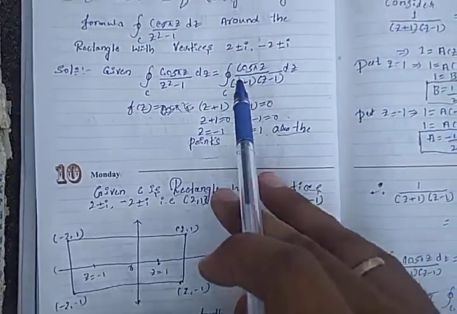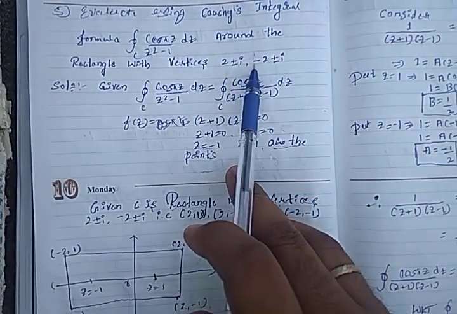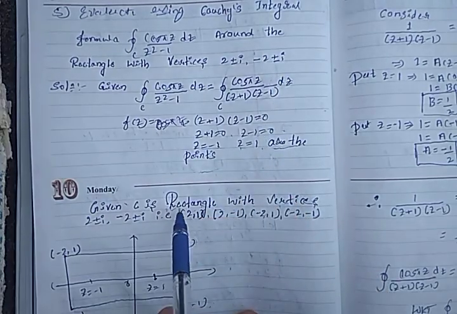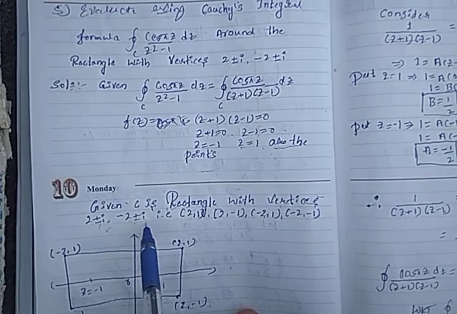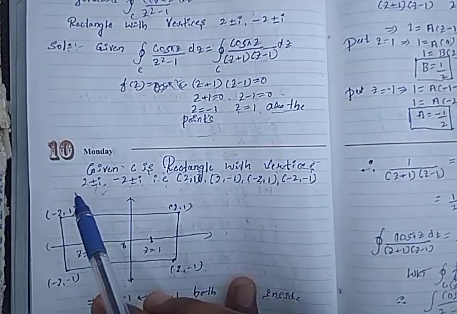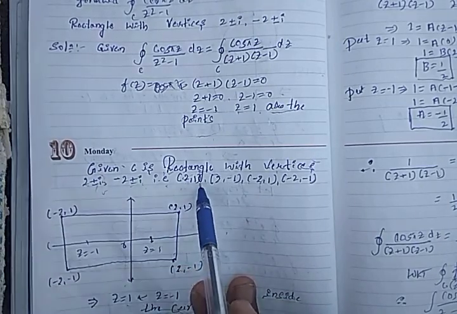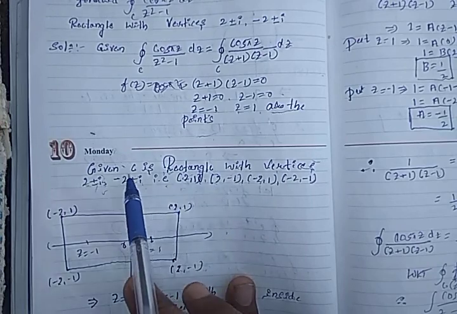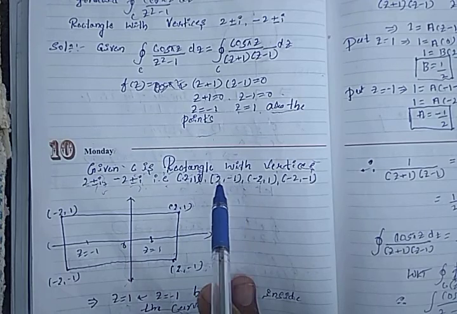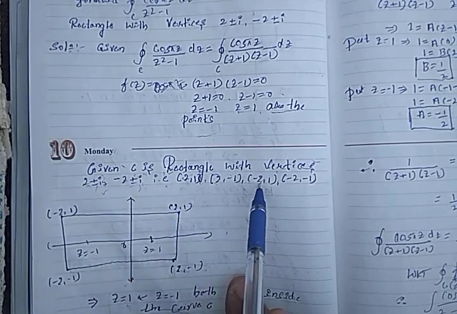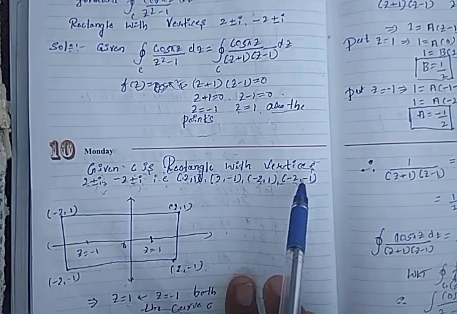See here, what is given? Given C is a rectangle with vertices 2 plus or minus I, minus 2 plus or minus I. First you have to take 2 plus I. 2 plus I means here real part is 2, imaginary part is 1. Next 2 minus I. Real part is 2, imaginary part is minus 1. Again, minus 2 plus or minus I. First take minus 2 plus I, that is minus 2 comma, imaginary part is 1. Minus 2 minus I, that is minus 2, minus 1.